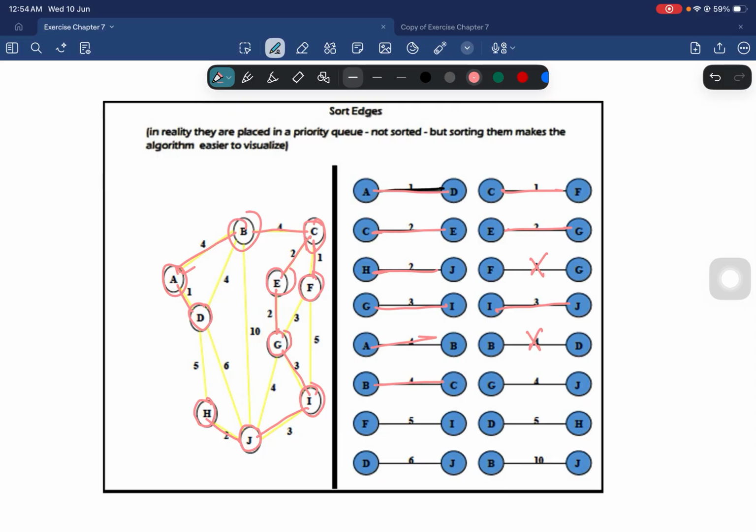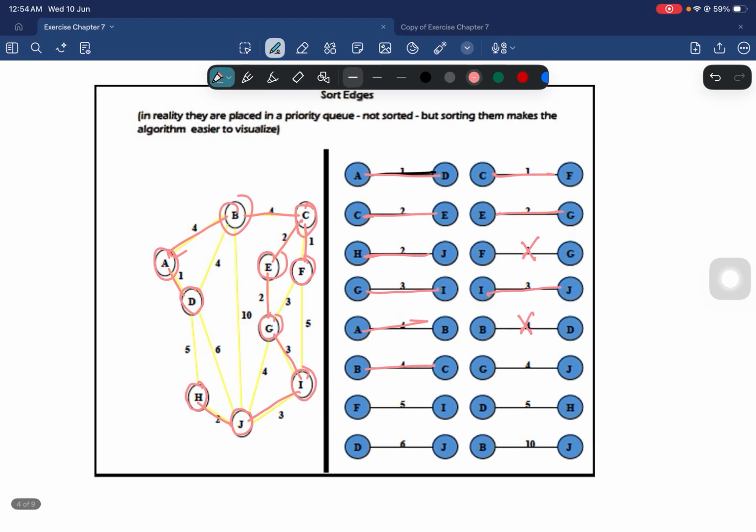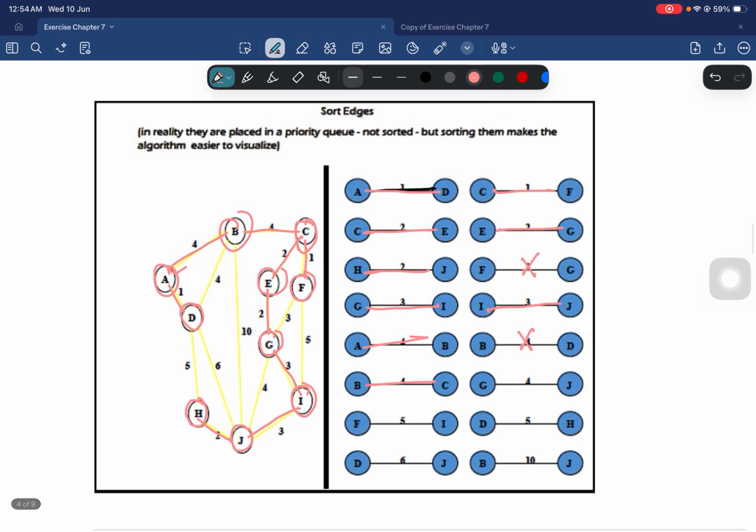So now all is connected, right? A, D, B, C, E, F, G, I, J, H. When all is connected, then it's done. This is our tree using Kruskal algorithm. So that's all for this video. Thank you.